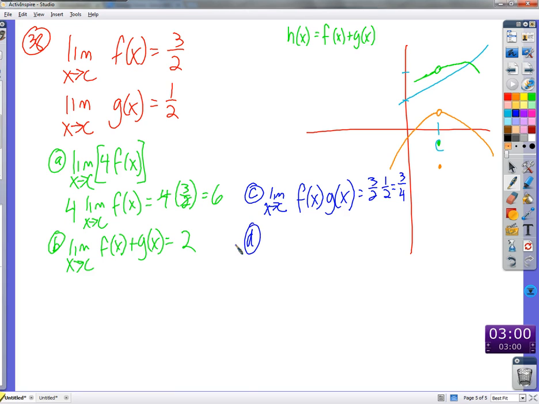And lastly, part D. F of x over g of x. If we look at these separately, as values of x get plugged in here that are closer and closer to c, this will get close to 3 halves, this will get close to 1 half, so we have 3 halves divided by 1 half, multiplied by the reciprocal, and so you get 3.